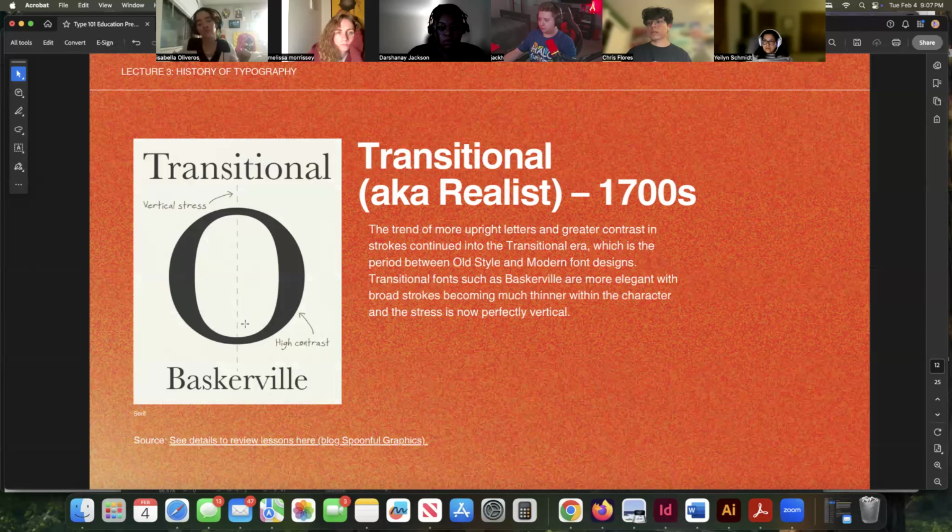And here's transitional, also known as realist, in the 1700s. We're straight up and down. We have a vertical and a high contrast going on with Baskerville. And the trend of more upright letters and greater contrast in strokes continued into the transitional era, which is the period between old style and modern font designs. Traditional fonts such as Baskerville are more elegant, with broad strokes becoming much thinner within the character, and the stress is now perfectly vertical, so the same amount on each side.